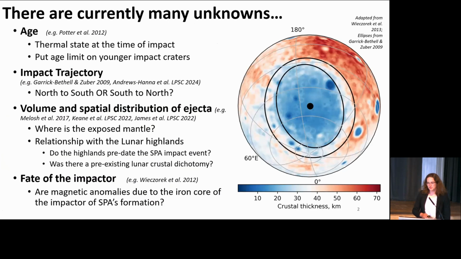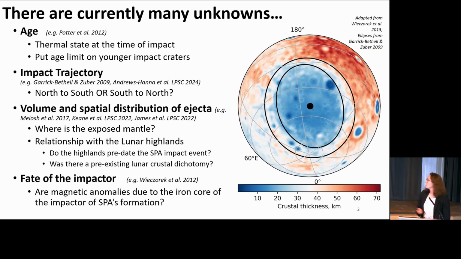And there are a lot of unknowns regarding the SPA basin. So for example, its age. Hopefully we might get a constraint on that within the next few months with the sample return from Chang'e 6. There's also a lot of current debate regarding the impact direction, so whether it went from north to south or south to north. That's something that needs to be answered.